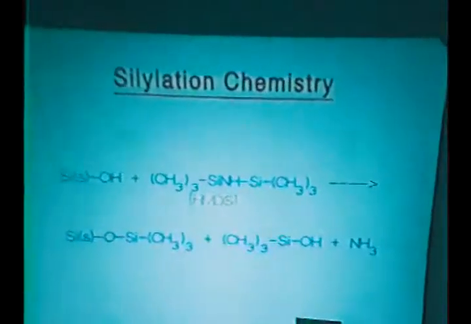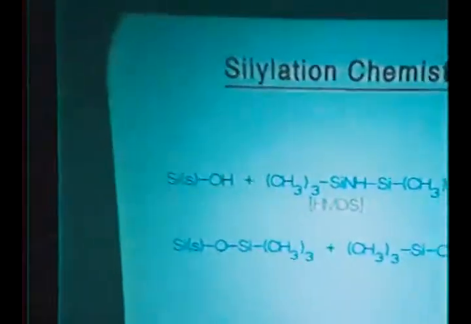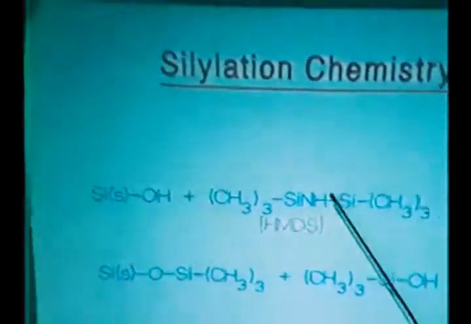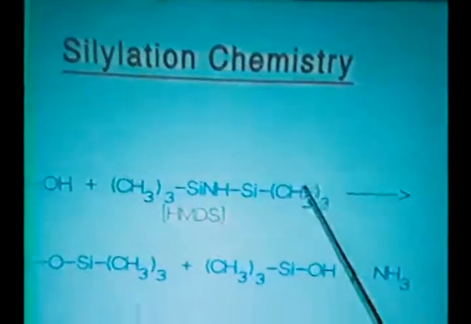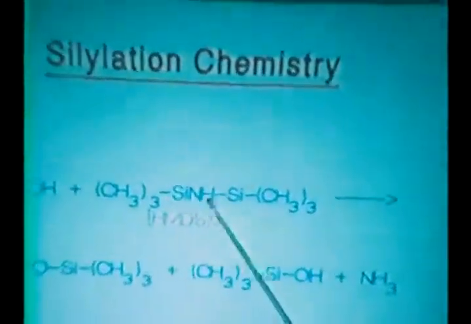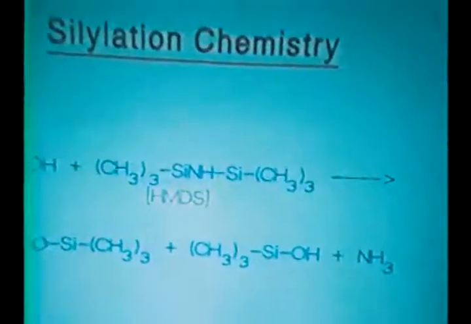Now there are a number of ways to react these silanols. One very convenient way which we've been using is to react them with an organosilane. Here you have a silica, S stands for surface, a silica surface silanol, and you can react the silanol with an organosilane. Here we use hexamethyl, six methyls, and here's a silazane linkage. So we call it hexamethyldisilazane, or HMDS.